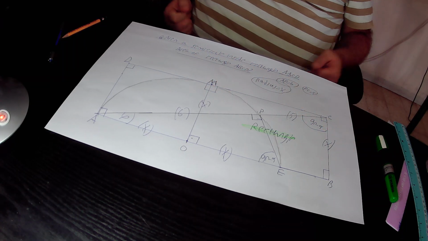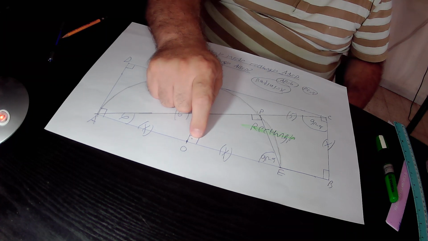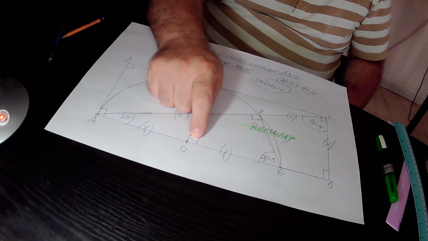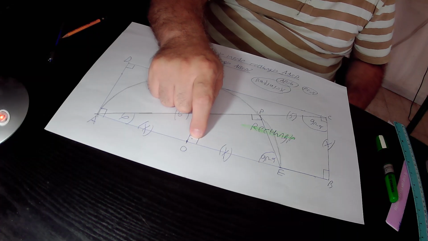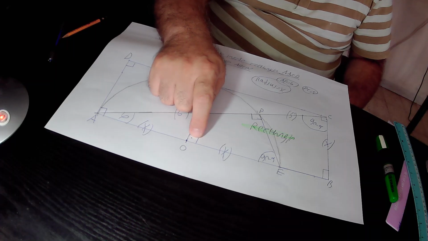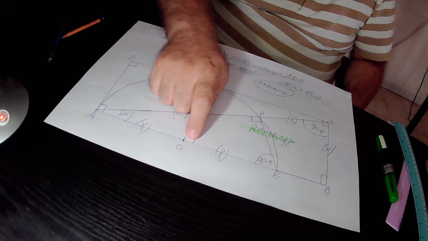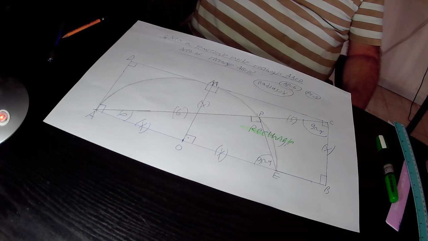The sum of 3 right angles is 270 degrees, so 270 degrees plus the size of this angle again, in total it must be equal to 360 degrees, according to the rule that states that the sum of the angles in any quadrilateral is equal to 360 degrees. Therefore, this angle again must be equal to 90 degrees in its size.